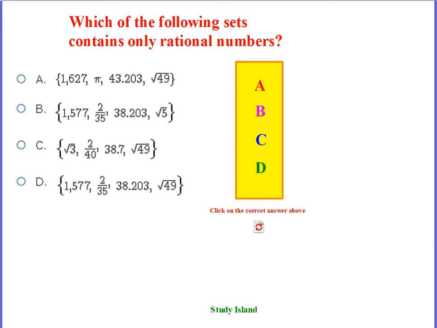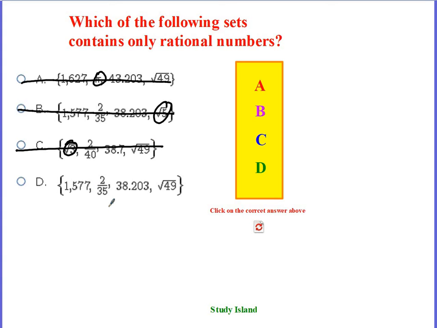If you're ready to try this on your own, go ahead and pause, and then you can check your answers. Otherwise, you can continue with me. So here in A, we know that it doesn't work because of pi. In B, it doesn't work because of the square root of 5. C, we have the square root of 3, which is irrational, so that doesn't work.